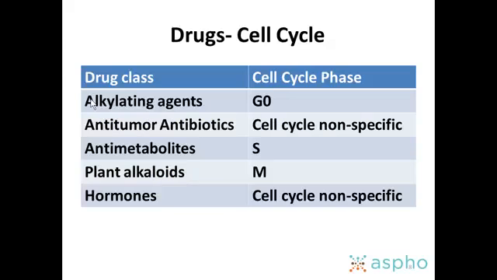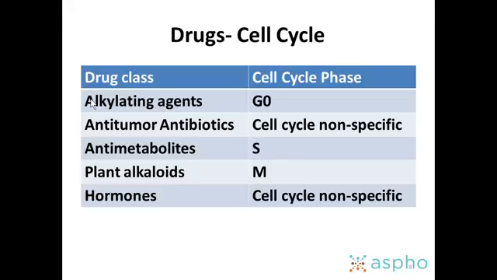So the other important thing to know is really the cell cycle and the various phases of the cell cycle and where the different drugs act. So most of you are familiar that G0 is the quiescent or resting phase when the cells have actually left the cell cycle. It's during that phase where alkylating agents are usually active.